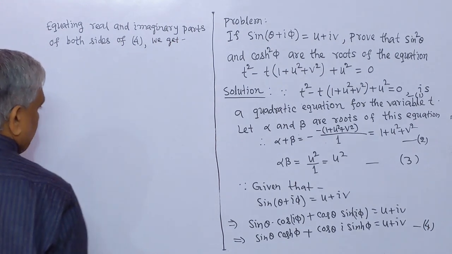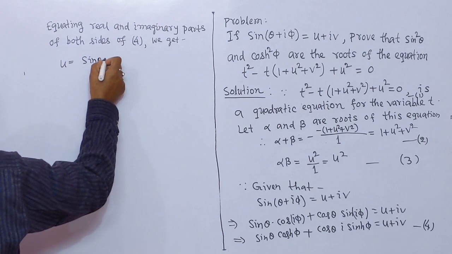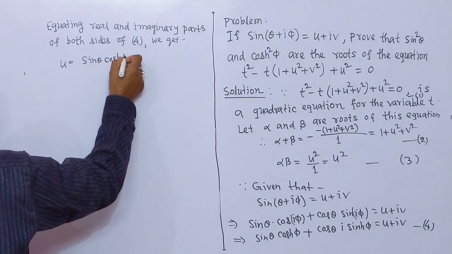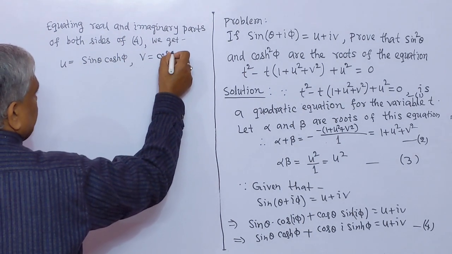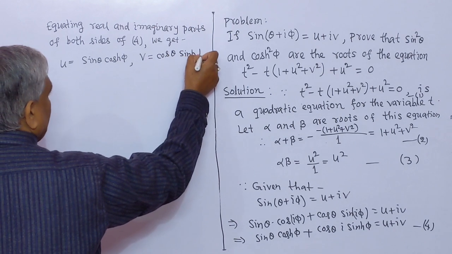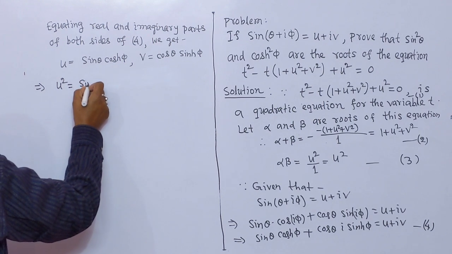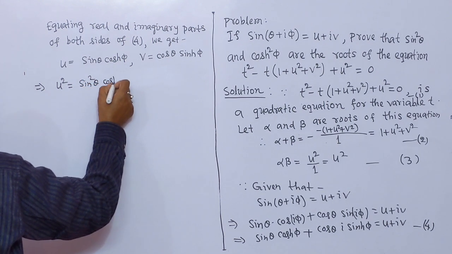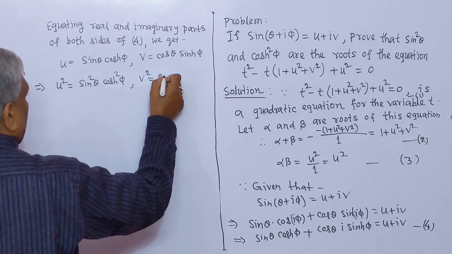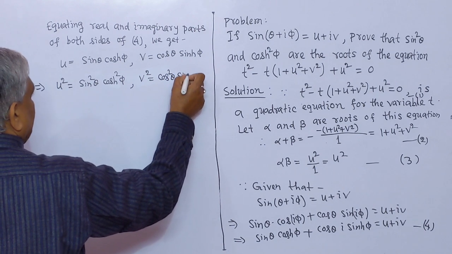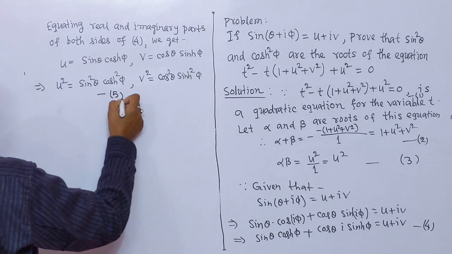u equals sin theta cosh phi, v equals cos theta sinh phi, which implies u squared equals sin squared theta cosh squared phi, v squared equals cos squared theta sinh squared phi. This is number 5. This is number 6.